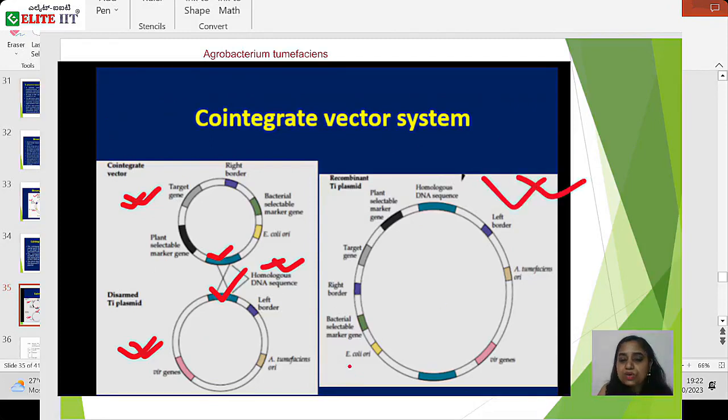So in this case, origin is there, bacterial selectable marker gene is there, right border is there, target gene is there, plant selectable marker, homologous DNA sequence. This is the blue one. In this case, recombination is happening. Okay. After the recombination, it will be there. Now left border, origin will be there. Vir genes are also there. Okay. So this is actually the recombinant Ti plasmid. Okay.